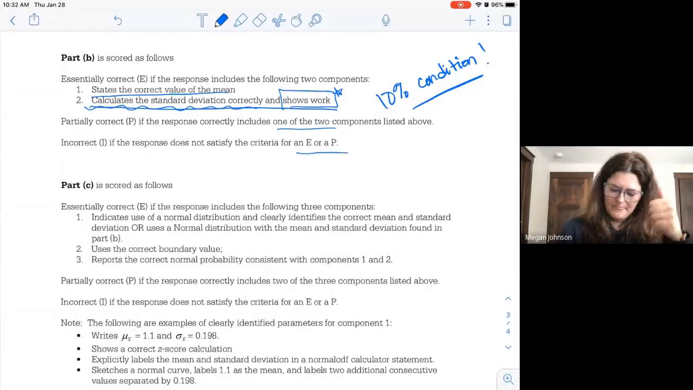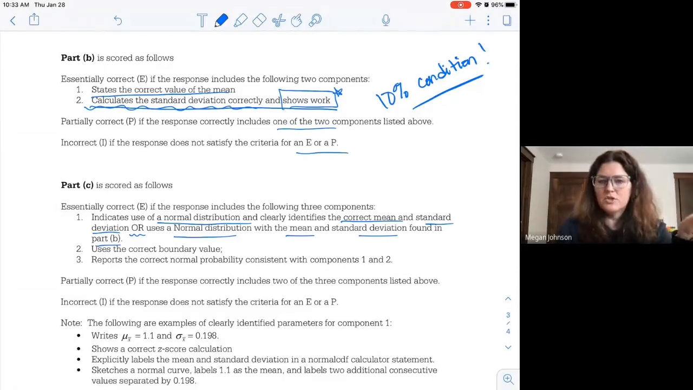Okay. Part C, essentially correct if the response includes the following three components. Indicates the use of a normal distribution. Clearly identifies the correct mean and the standard deviation, or uses normal distribution with mean and standard deviation found in part B. Basically, you're stating that it's normal. This is the one where you had to find the probability.